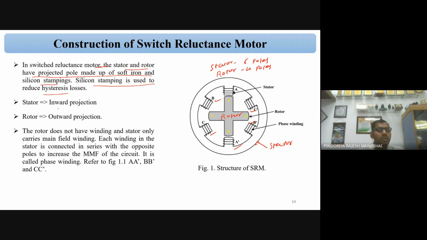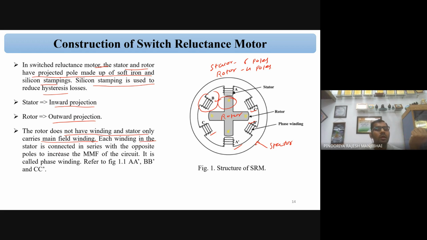The stator pole has an inward projection, so you can see this is the inward projection, and the rotor has an outward projection. You can see this is the outward projection. So the stator diagram is the inward projection, and the rotor diagram is the outward projection. The rotor does not have a winding. The stator only carries the main field winding. Yes, as I said at the beginning of the class, the switch reluctance motor does not have a rotor winding, or a magnet.